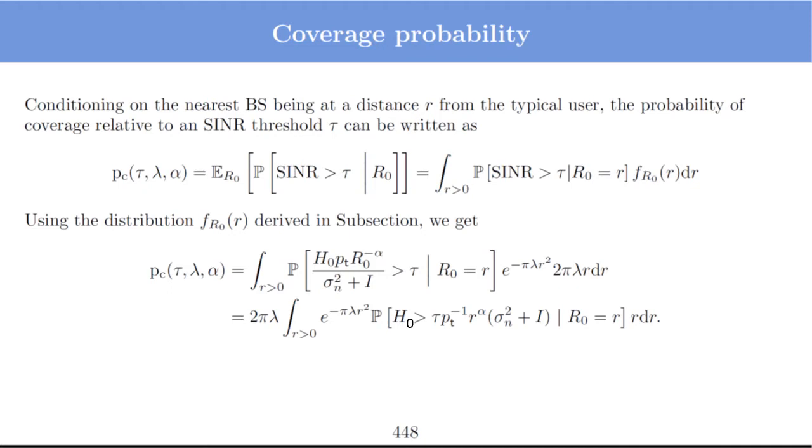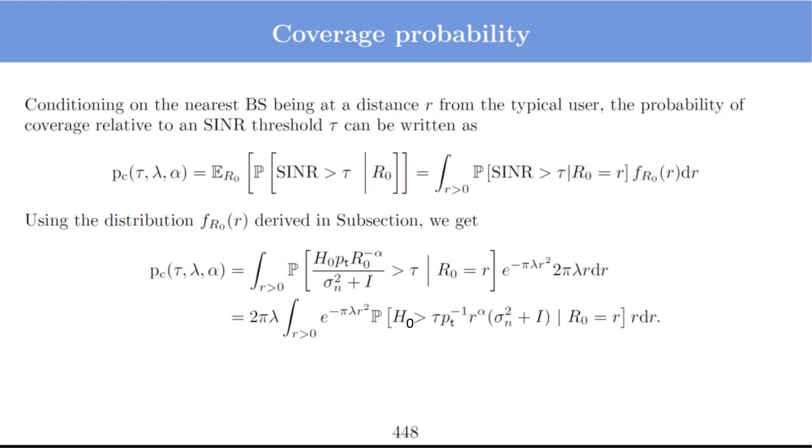Now expectation with respect to any random variable is just integration with respect to the distribution of that random variable. So this will be equal to the integration of the probability that SINR is more than tau conditioned on R0, times the distribution of R0, which is f_R0(r) dr. This distribution we have already computed, so we'll just put back the value here. This will be the integration of the conditional probability that SINR is more than the threshold, times e to the power minus pi lambda r square, into 2 pi lambda r dr. Now if you look at the inside term, SINR is more than the threshold conditioned on the value of R0. Just put back the value of SINR, which is H0 into transmit power PT into R0 to the power minus alpha, which is actually equal to r to the power minus alpha here because of the conditioning, divided by noise plus interference.